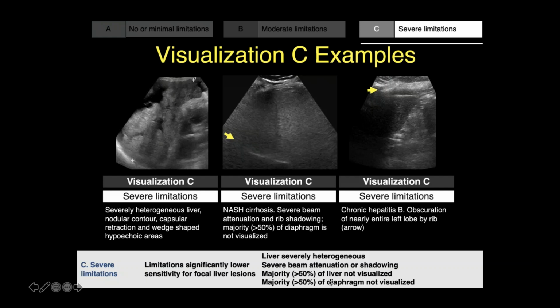I think that in the future, we may be able to provide slightly more explicit guidance. But at this point, if you can't see over 50% of the diaphragm, then you can surmise that you're not seeing a large portion of the liver as well. So this patient has a visualization C exam. Different patient where nearly the entire left lobe is obscured by rib shadow. And so this is also a visualization C exam.